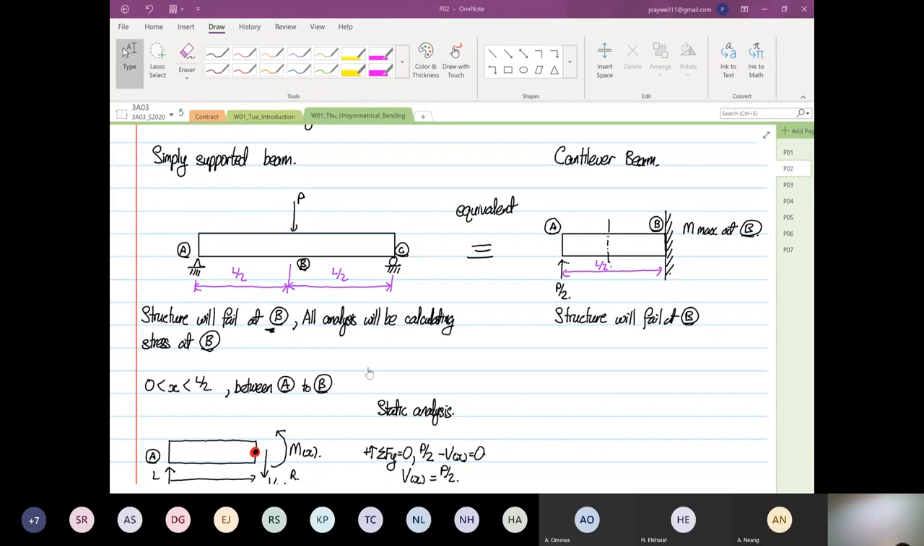Okay, I'm turning off my camera because there's nothing to see. You guys are just looking at the sky.